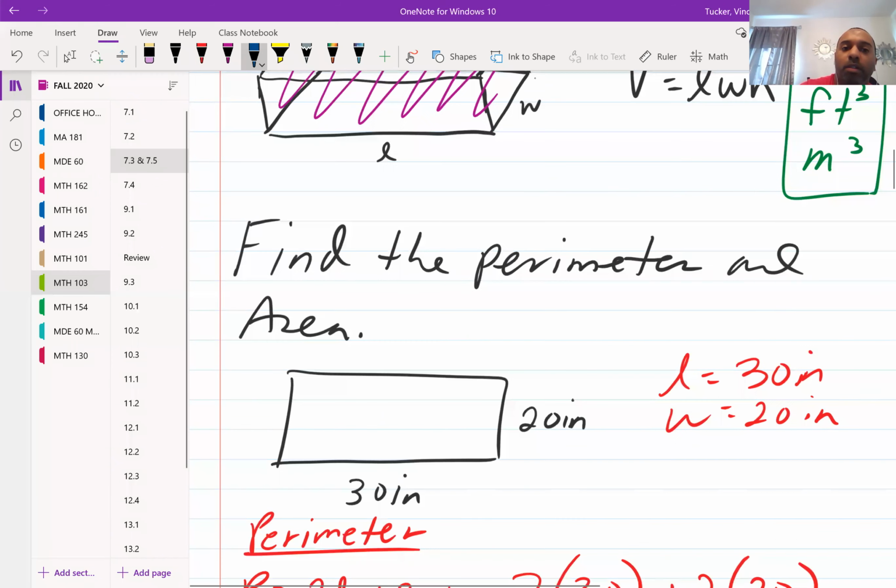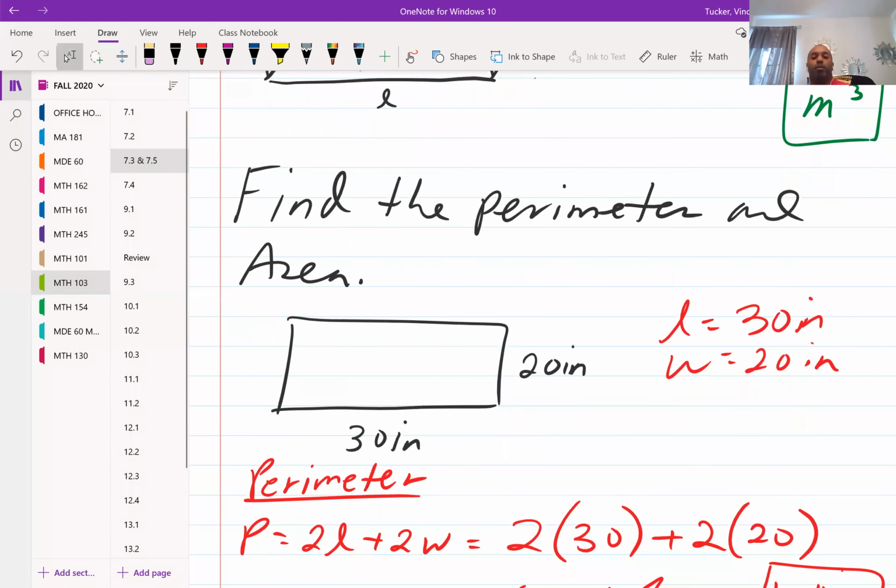All right. So here we have find the perimeter and the area. We have this rectangle here. The length is 30 inches. Width is 20.